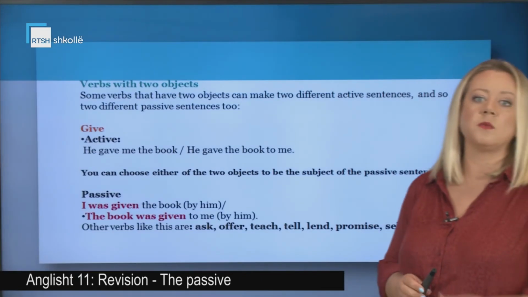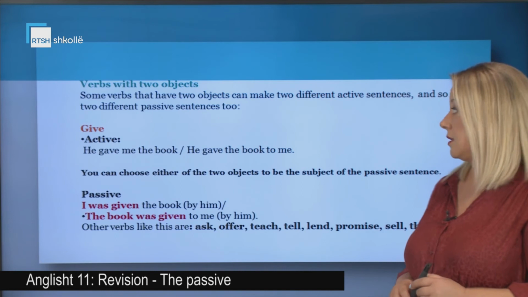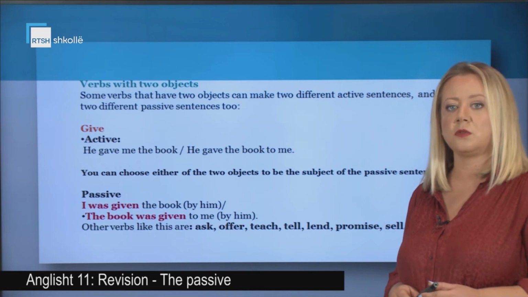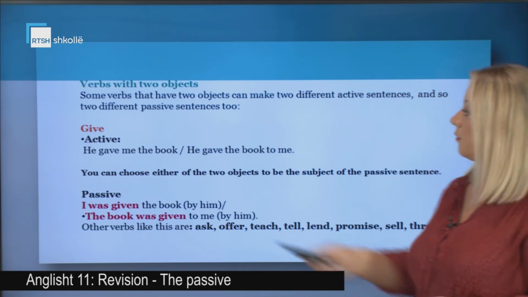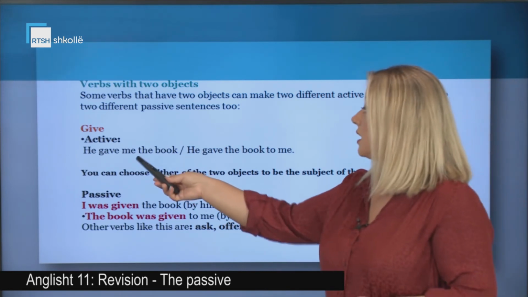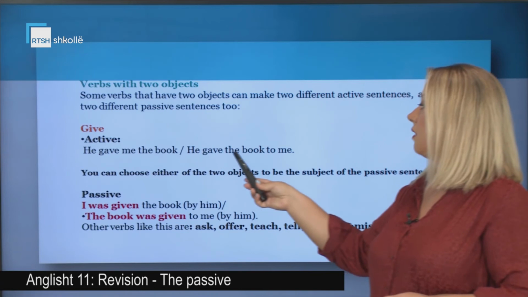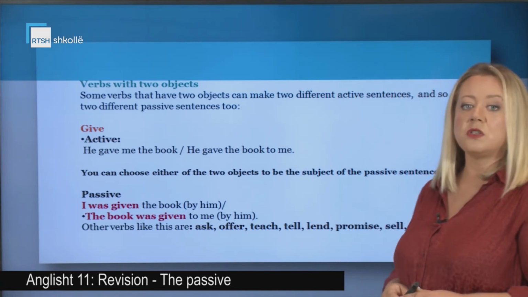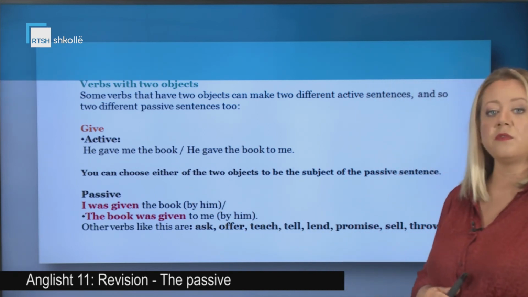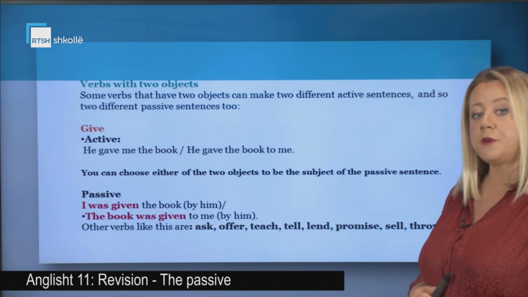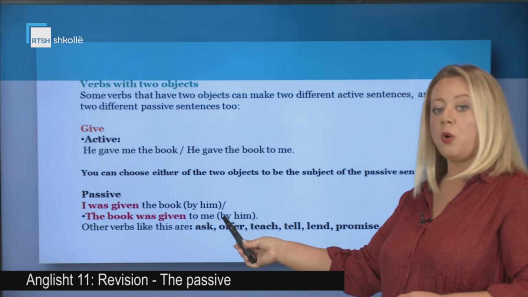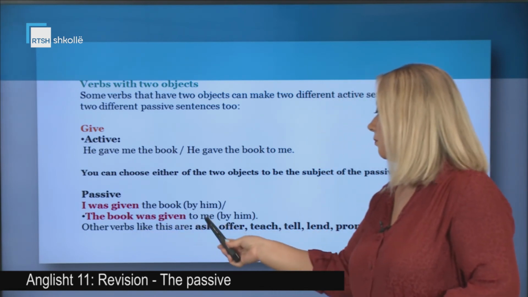There are some verbs which have two objects, and as a result, they can make two active sentences and two passive sentences too. Let's take the example of the verb to give. In the active form, we have this sentence: He gave me the book, or he gave the book to me. You can choose either of the two objects to be the subject of the passive sentence. The first one: I was given the book by him, or the book was given to me by him.